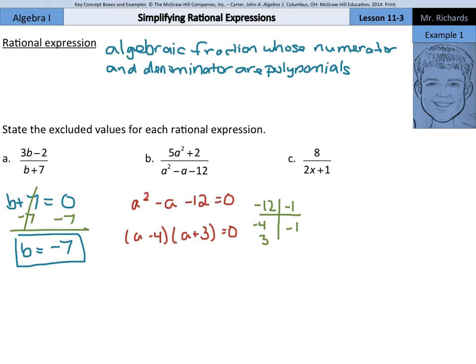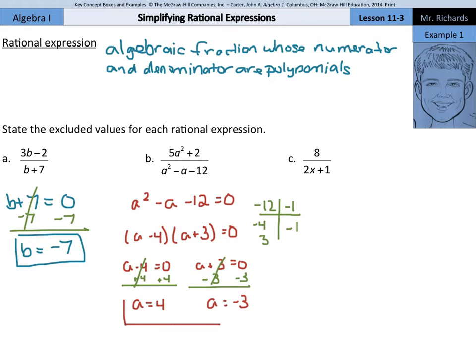And by using the zero product property, we can then state that a minus 4 equals 0 and a plus 3 equals 0. Well, if we add 4 on the first one here to both sides, this could cancel. We're left with a equals 4. And in the second one, subtract 3 from both sides, and you'll be left with a equals negative 3. So in this example B, a cannot equal 4 and a cannot equal negative 3. Those are excluded values for this expression.